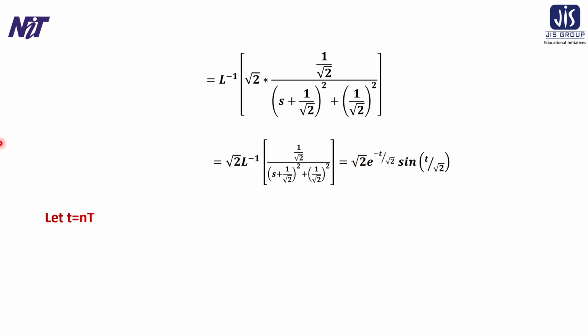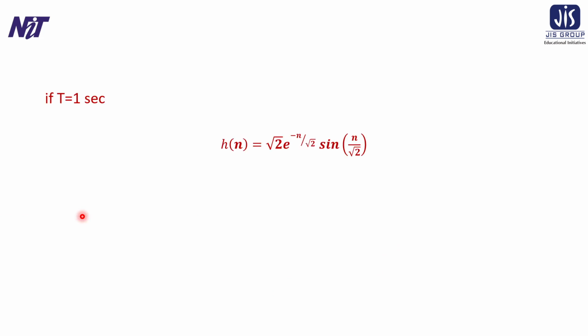So we know, let t equal nT. We are putting nT in the above equation and replacing t. So root 2, instead of the small t, I put nT: e to the power minus nT by root 2 sine nT by root 2. So this equation becomes h of nT. Now T is given as 1 second, so I can put t equals 1 in the previous equation. So h(n) equals root 2 into e to the power minus n by root 2 sine n by root 2. Why am I taking h(n)?